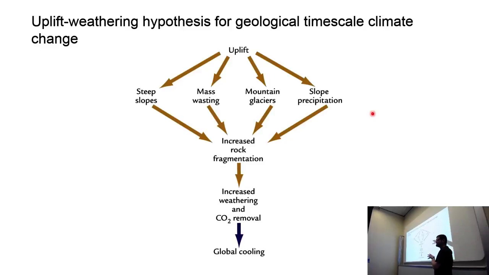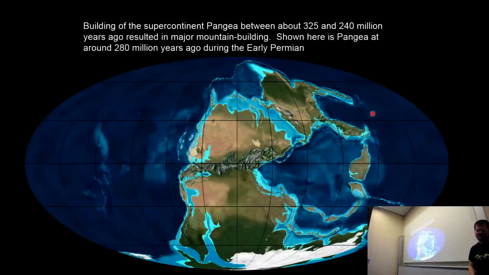So this is a forcing, not a feedback, because the initial change in weathering is not being driven by a climate change, it's being driven by this mountain uplift. Okay, so this is the idea here.